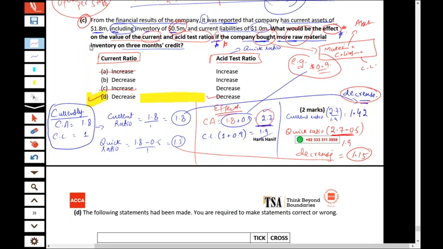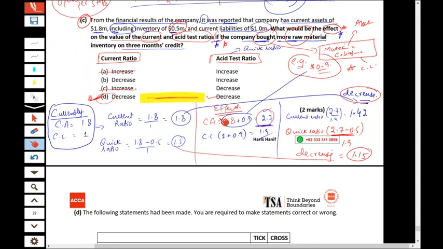Whenever you are dealing with such kind of question in which you are being asked to give the impact and the effect, just assume random figures and try to figure out what is the current scenario and what would be the next case. So in this very simple manner, you will be able to calculate and give the theoretical part of the answer. Both are decreasing.